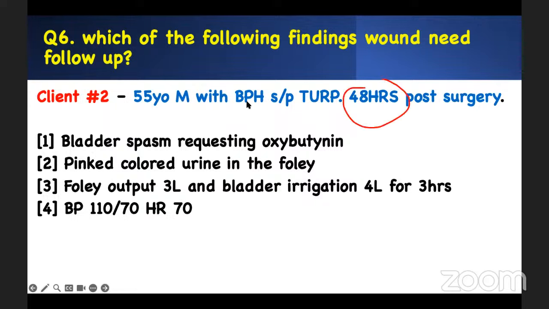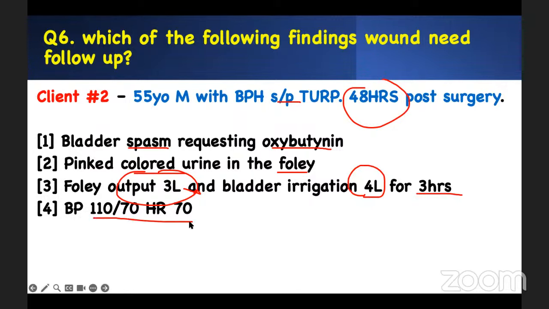48 hours after the surgery, after the TURP, he's complaining of spasm and he's asking you for oxybutynin, something to prevent the contraction. Pink colored urine in the Foley bag. You know they're going to have some bleeding. The urine is not going to be clear. It's going to be pink colored. The Foley output is 3 liters and the irrigation is 4 liters for 3 hours. I explained that to you. And the blood pressure is that. Which one needs a follow-up?